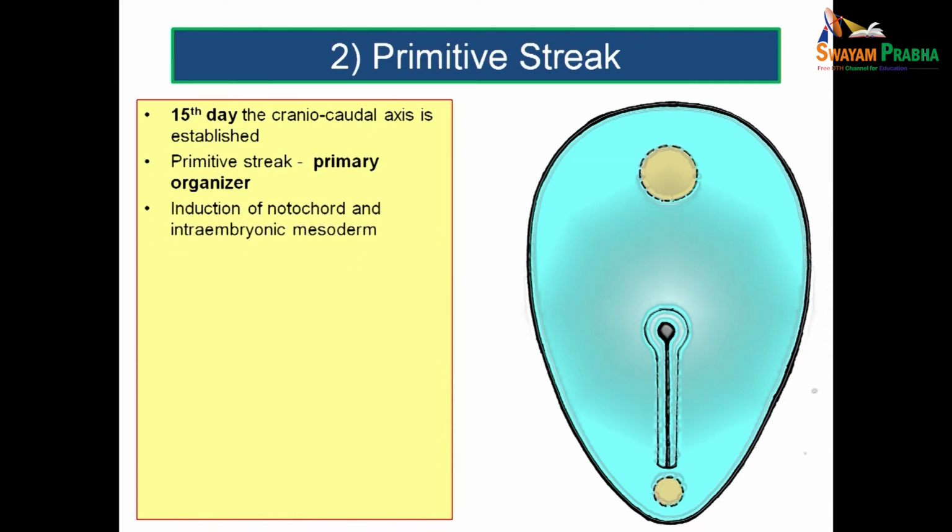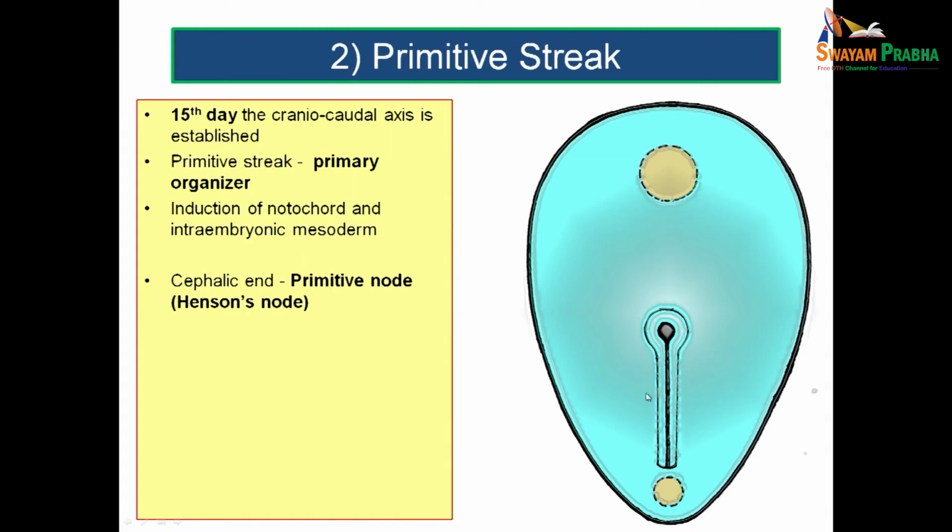Why is this known as the primary organizer? Primary organizer means this is the structure which induces the formation of notochord and intraembryonic mesoderm. That is, after the formation of the primitive streak, you get the formation of notochord and intraembryonic mesoderm, or we can say that the primitive streak is responsible for the formation of notochord and intraembryonic mesoderm.